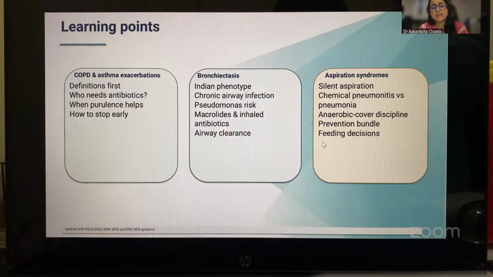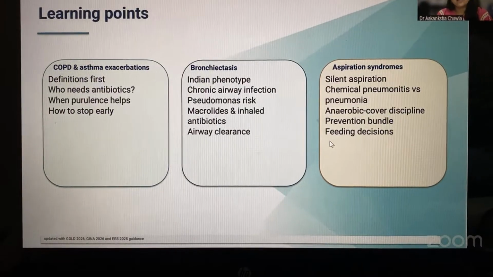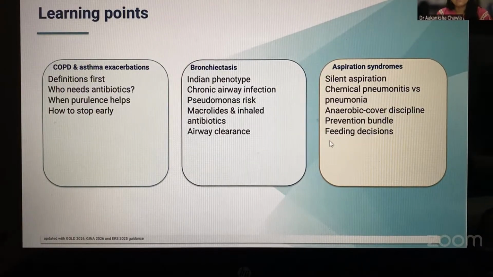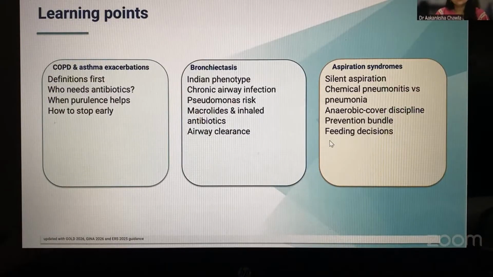In bronchiectasis, understanding the phenotypes, understanding chronic airway infection as well as pseudomonas risk, and then the importance of airway clearing. Again, for aspiration, the difference between silent aspiration and chemical pneumonitis, the anaerobic cover discipline, the prevention bundle.